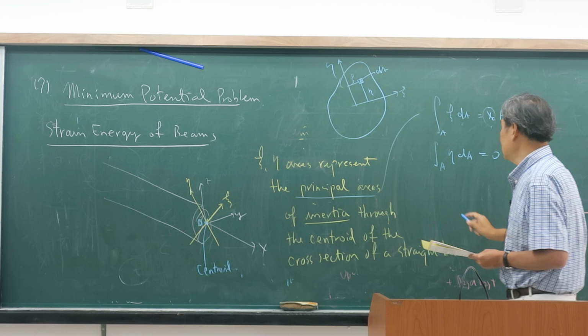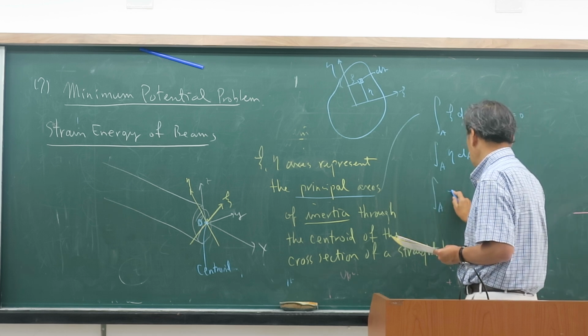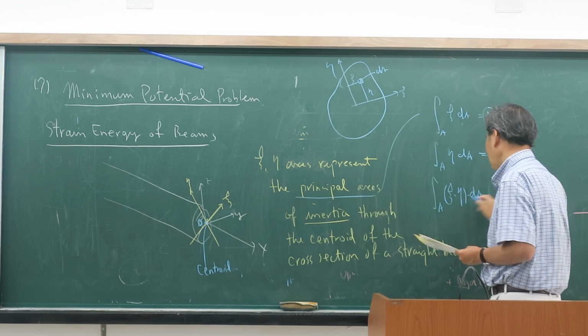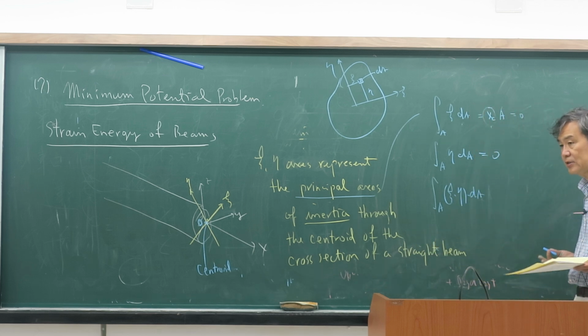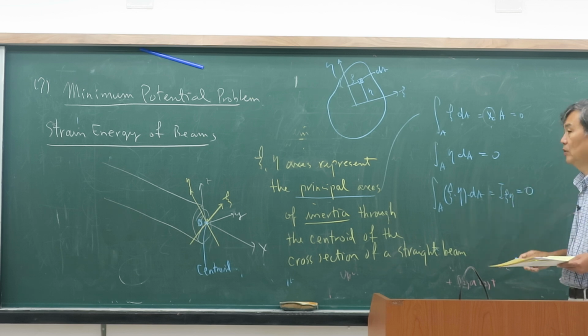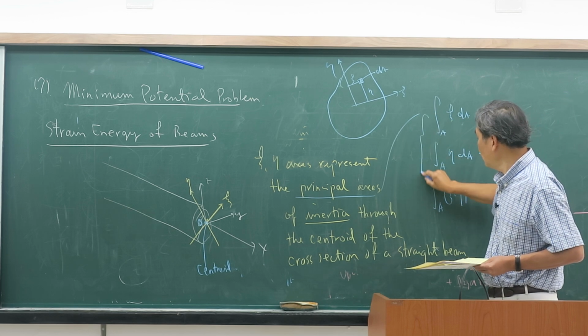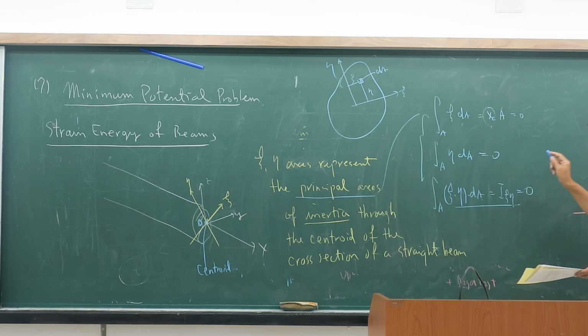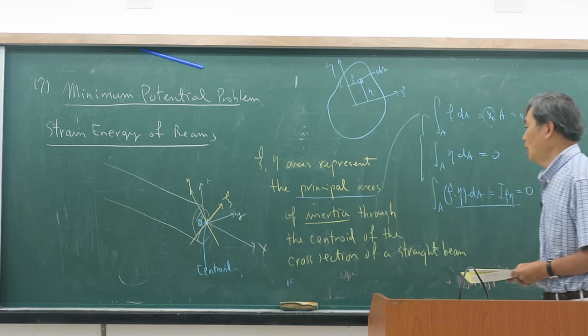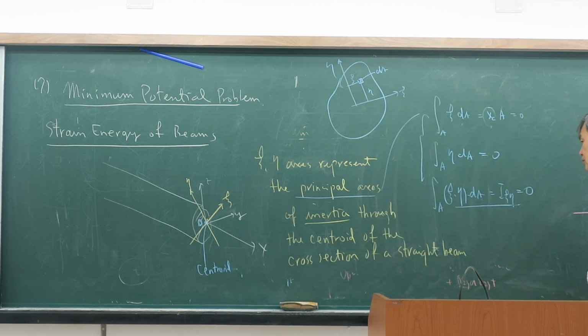And most important is this integration, the integral of xi eta dA, which is the off-diagonal term I_xi eta, equal to 0. So this is the meaning of the principal definition. Okay? It's very important. This term should be 0, right? Okay. So this is the first thing.